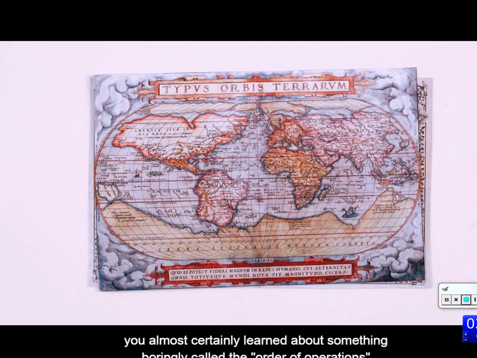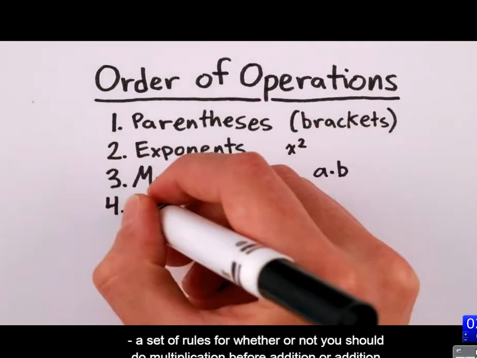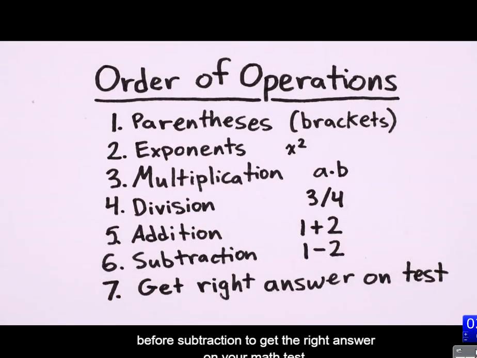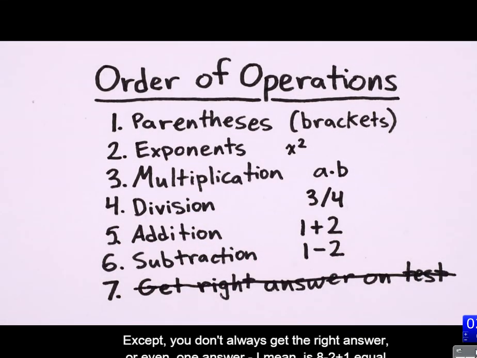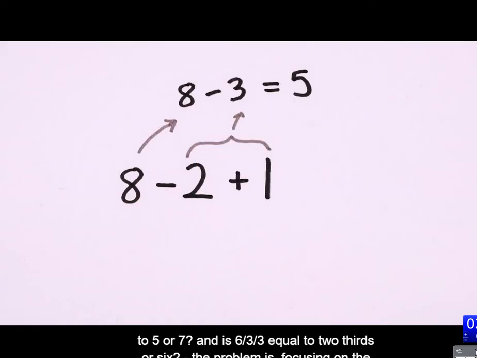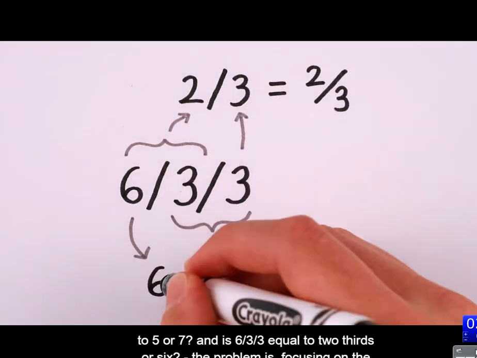Much of the rest of the world, you almost certainly learned about something boringly called the order of operations, a set of rules for whether or not you should do multiplication before addition or addition before subtraction to get the right answer on your math test. Except you don't always get the right answer, or even one answer. I mean, is 8 minus 2 plus 1 equal to 5 or 7? And is 6 divided by 3 divided by 3 equal to 2/3 or 6?